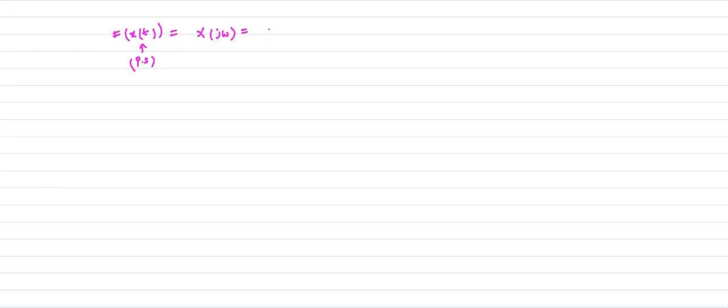So X of j omega is what? Summation n equal to minus infinity to plus infinity, 2 pi Cn into delta of omega minus n times omega naught. So this is the result.